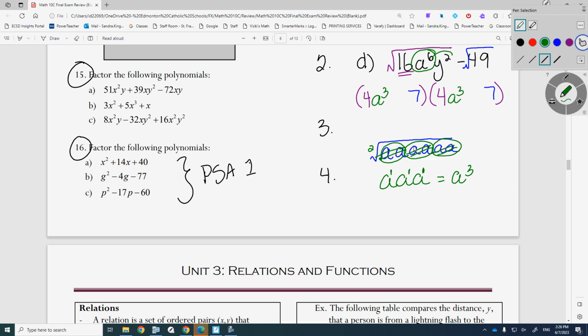The square root of y squared is y. 1 would get a plus, 1 would get a minus. Are you good with that? Okay.